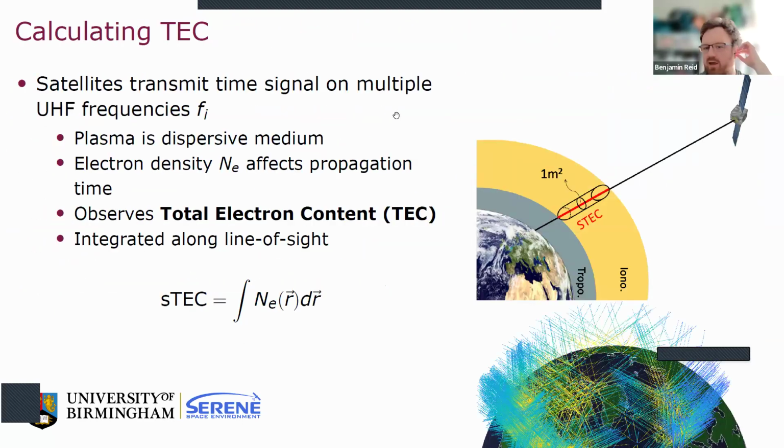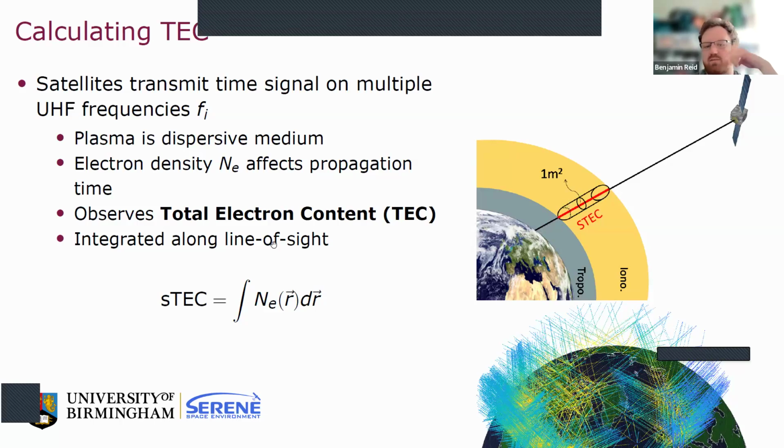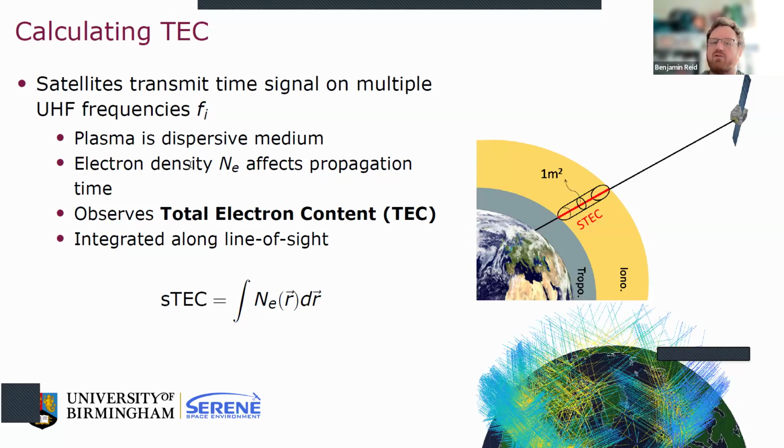So yeah, we've been talking about it, and I'm assuming a lot of you probably know what TEC is. But what it is, essentially, is an integrated measure of how much plasma there is between the receiver and the satellite. So if you just take a column of plasma and you integrate along that line, that's just what the TEC is. And the reason we can get that is that plasma is dispersive, and the electron density affects how long it takes that time signal to propagate.